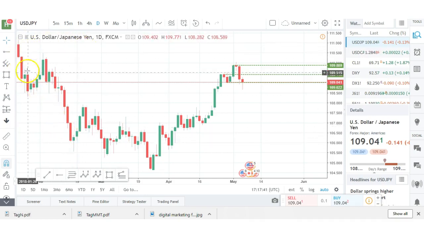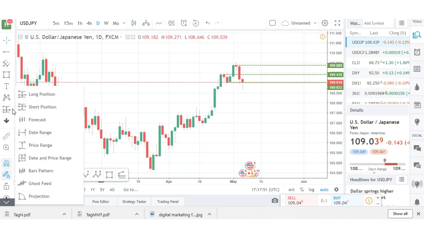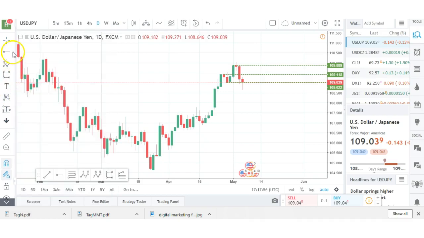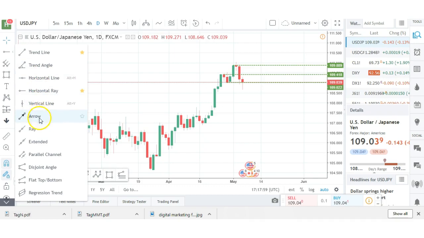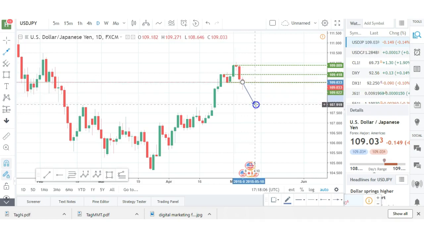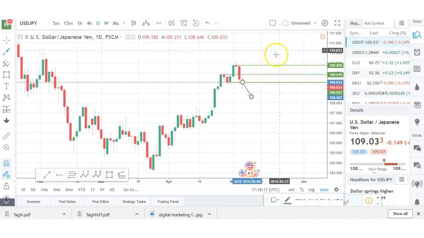Let's draw that out. See if I could find the appropriate tool. It would be in the lines. Okay. So we get a break below here. We could possibly see this thing, before it goes here, it probably will stop somewhere in here, I would say. That's if this is on a down move, okay?